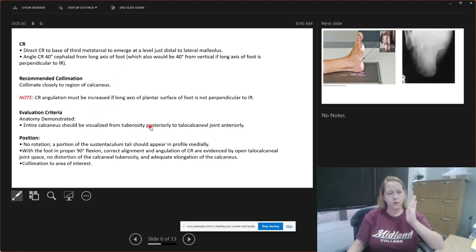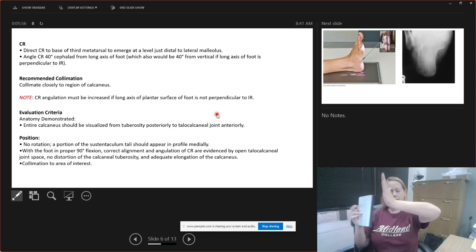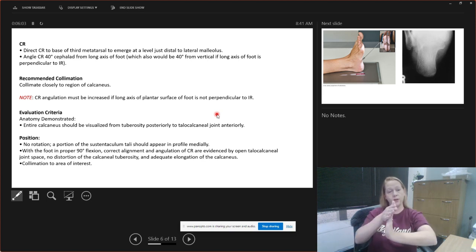On the position, we don't want any rotation of the foot. It needs to be straight up and down. We need to have it in a proper 90-degree flexion, and 90 degrees is going to be like this if our IR was straight like this. And it's going to be hard. I can barely do it with my own hand, so imagine people trying to do it with a foot that hurts.